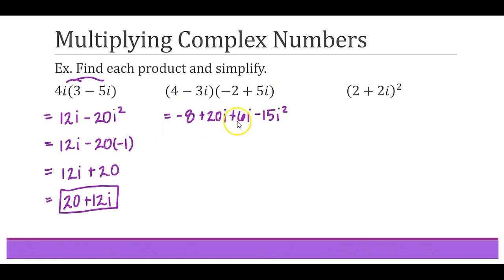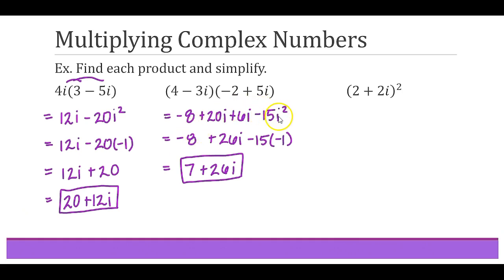So now there's a few things to do. I can combine the middle terms together, so that's going to leave me with -8 plus 26i. And just like last time, i squared is -1, so I have -15 times a -1. So that's going to give me a positive 15 that I'm going to add to the -8, so that's going to leave me with a positive 7 plus 26i. So it's helpful to just remember here that i squared is -1, so essentially this is a positive 15 that we have, and we're subtracting 8 from it.